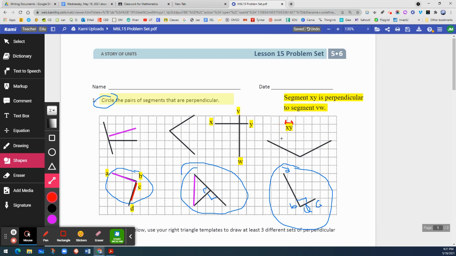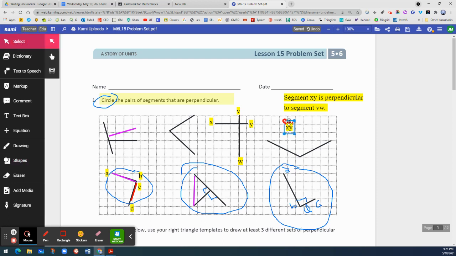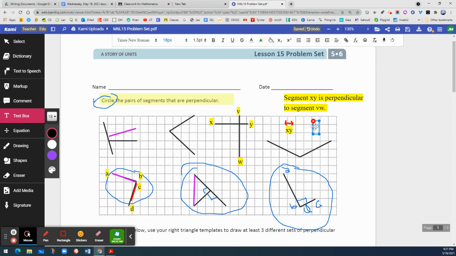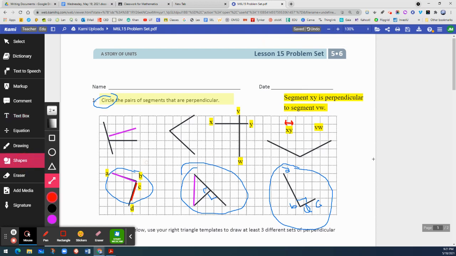And I'm going to move this so you can see the segment. There you are. So you can also label it in this manner. The next one will be segment BW. That will be the other segment that is perpendicular to the XY segment. And you will put a line up here with an arrowhead on the left and an arrowhead on the right. So that is another way to do that.